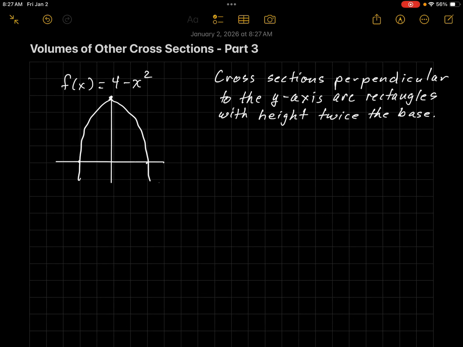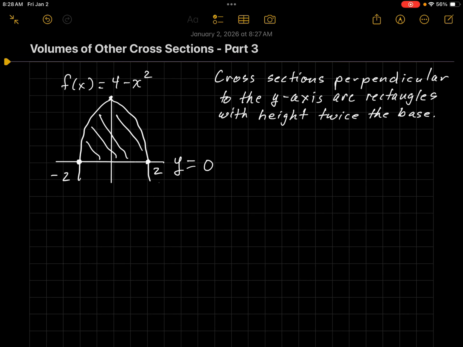So in this first example, let's take a look at this region, bounded by the x-axis and the function f of x equals 4 minus x squared. Let's find these intersection points. We can guess and check these pretty easily, or simply set the function equal to 0 and see that the intersection points are x equals negative 2 and x equals positive 2.